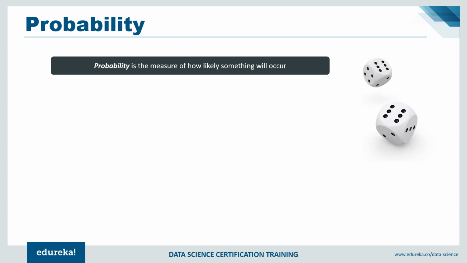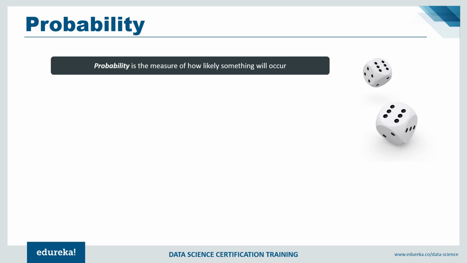Now if I roll a dice, there are 6 total possibilities: 1, 2, 3, 4, 5, and 6. Each possibility has one outcome, so each has a probability of 1 out of 6. For instance, the probability of getting a number 2 is 1 out of 6, since there is only a single 2 on the dice.